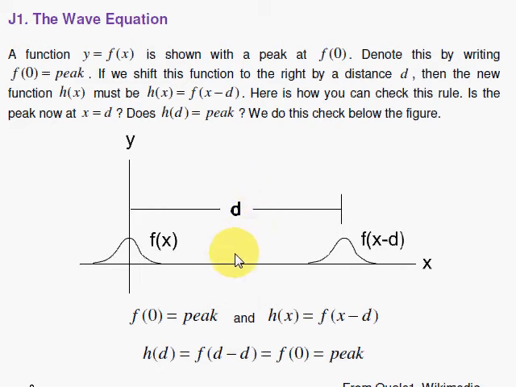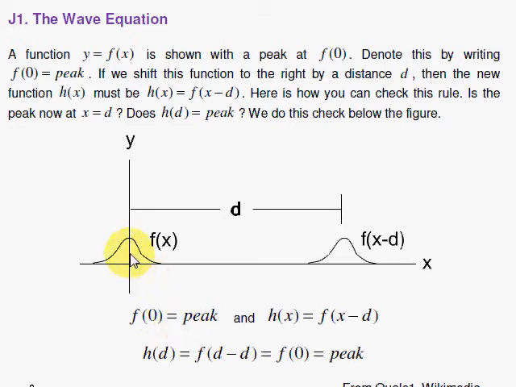I would like to derive the wave equation for you since we're going to need it in electromagnetic theory when we solve the Maxwell equations in free space. To do that, I set up a little pulse here where the function at x equals 0 is a maximum. I write that as f of 0 is a peak. The exact shape of the pulse, I really don't care. I just want to point out that the 0 position here, f of 0, is a peak.